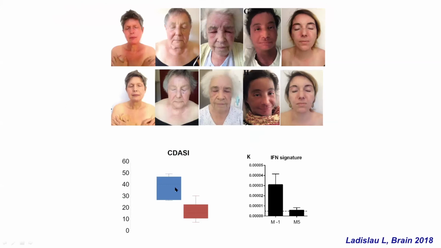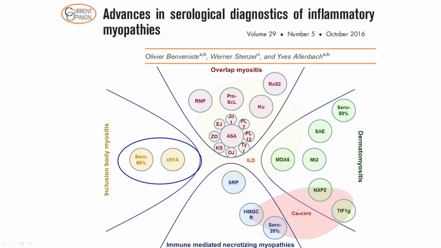So you can see here the C-DAISY, which is a composite score of skin lesions, with a clear improvement in 3 months, and the interferon signature within the peripheral blood also almost normalized. So dermatomyositis are clearly interferonopathies. To finish, we will move to inclusion body myositis. I don't have enough time to develop antisynthetase, sorry.